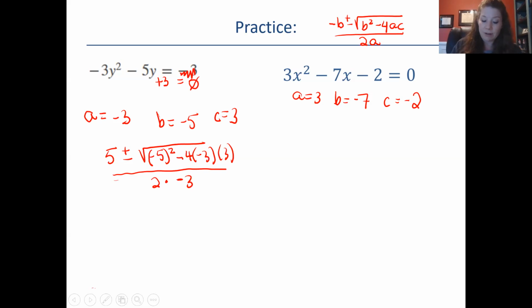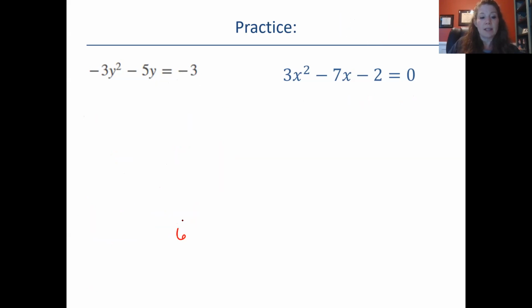So in my calculator, I'm doing 5 squared minus 4 times negative 3 times positive 3, and I got 61. So then I want to know, what is the square root of 61? And it doesn't simplify. So I have 5 plus square root 61 over negative 6, and 5 minus square root 61 over negative 6.